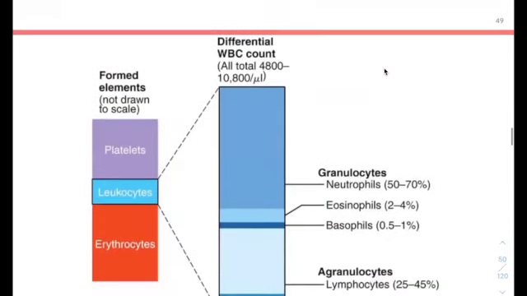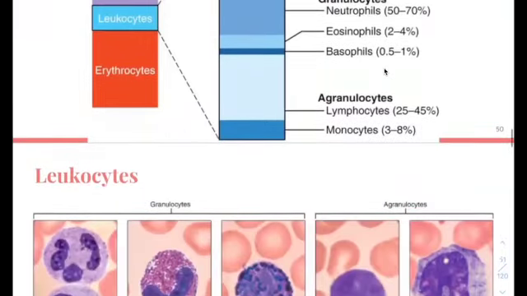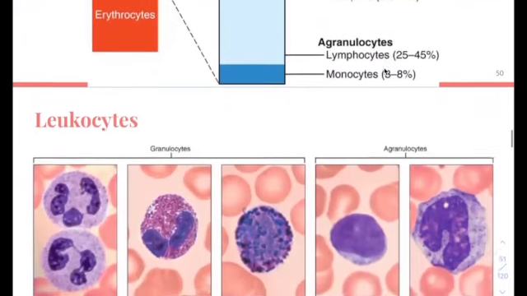So out of all the white blood cells, neutrophils make up about 50 to 60%. Lymphocytes make up 25 to 45%. Then we get monocytes, 3 to 8%, eosinophils, 2 to 4%, and basophils, 0.5 to 1% of all the white blood cells. We'll go over what each of those white blood cells does.